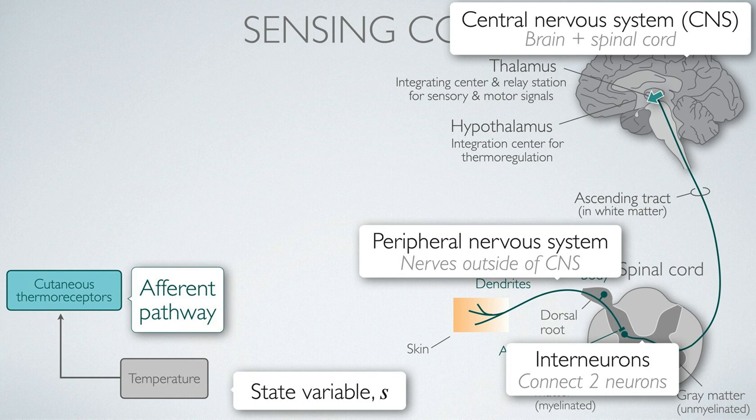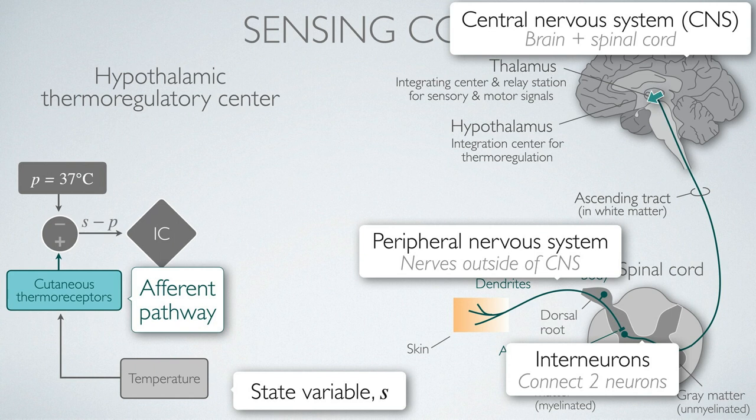And then we have an integration center in the hypothalamus, which receives that signal from the cutaneous thermoreceptors, and it compares that reported temperature against the set point, your body temperature. And the difference, as we've talked about before, is known as the error. That error is reported to the hypothalamic regulatory center, and then that region of the hypothalamus decides whether or not to take action. Is it cold enough to do something about it?